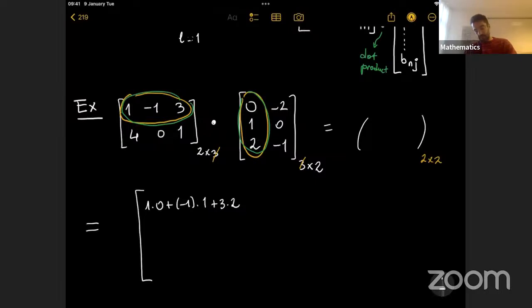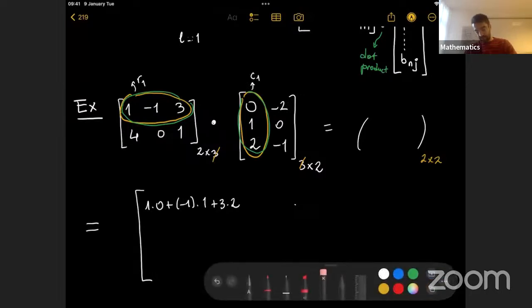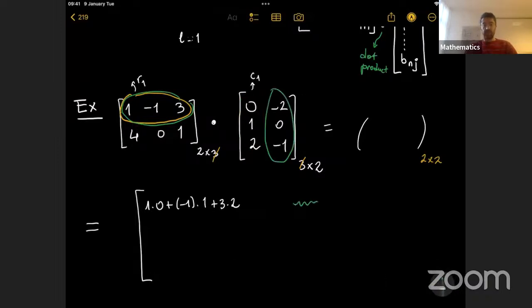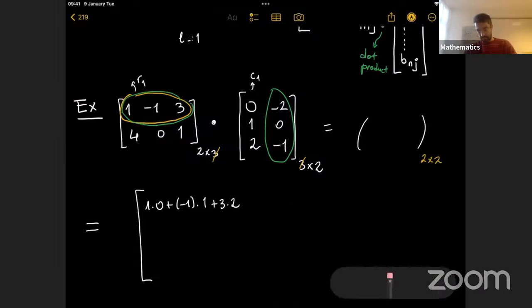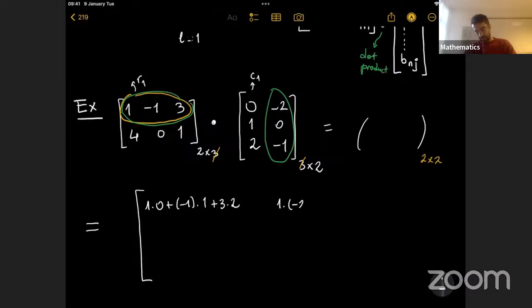Now let's move to row 1, column 2. So this is row 1 and this is column 1. Now we need row 1, column 2. So instead of this one, we now take that one to write the entry here. We move to the second column with the first row. So you take this 2 and do the dot product. The result will be 1 times -2 plus -1 times 0 plus 3 times -1. And we are done with the first row.